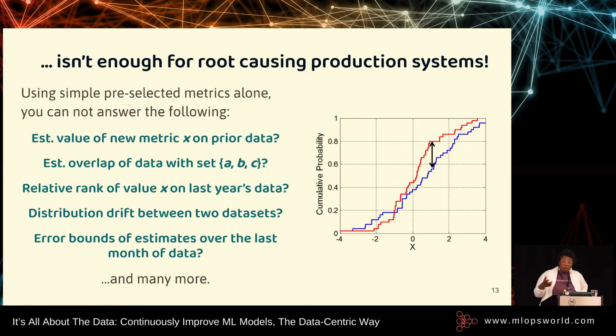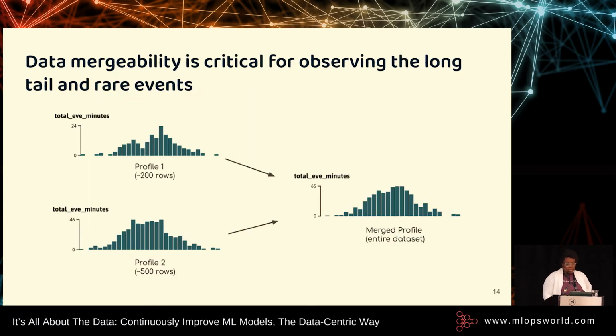There are certainly things like error bounds. When you get asked, well, okay, cool, you calculated this metric, how far off is it? What's the precision of this metric? Then being able to calculate those is very difficult. Rank is also an interesting aspect. And data mergeability is critical for observing these kinds of long tail and rare events. So everything I said about it being hard to merge these different batches goes even more for when you're looking at the tail of a distribution. So you need to have something that's thoughtful.